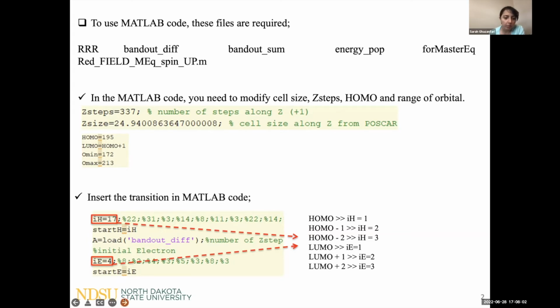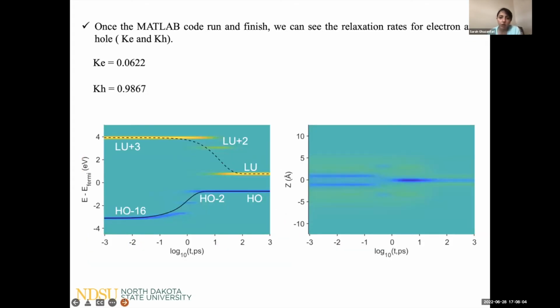After modifying the Matlab code, if the whole process goes well, we end up with some plots. One of them, as you can see on the left, is the energy dissipation as a function of time, and as a function of space in the right panel. Also, we can see the relaxation rate for the electron and holes. The electron is shown by the yellowish color, and the hole by the bluish or purplish color.